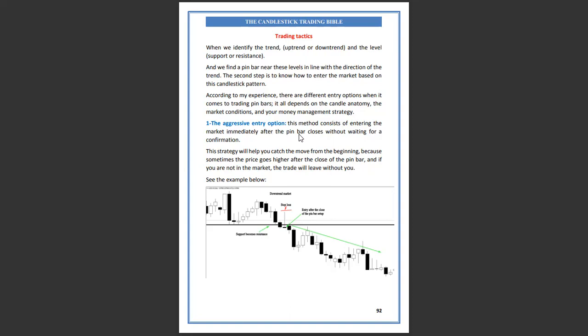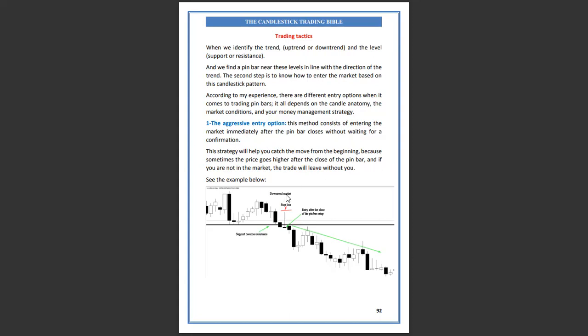The aggressive entry option. This method consists of entering the market immediately after the pin bar closes without waiting for a confirmation. This strategy will help you catch the move from the beginning, because sometimes the price goes higher after the close of the pin bar, and if you are not in the market, the trade will leave without you. You get what I mean?